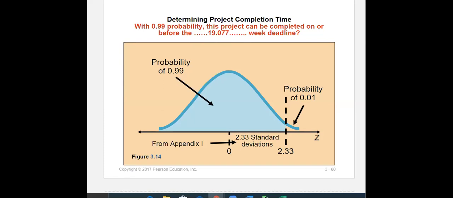Try that. I'll give you a few minutes to calculate the 19. So 99% probability is given. What's asked from you is the number of weeks, or how many weeks, with 99% probability.